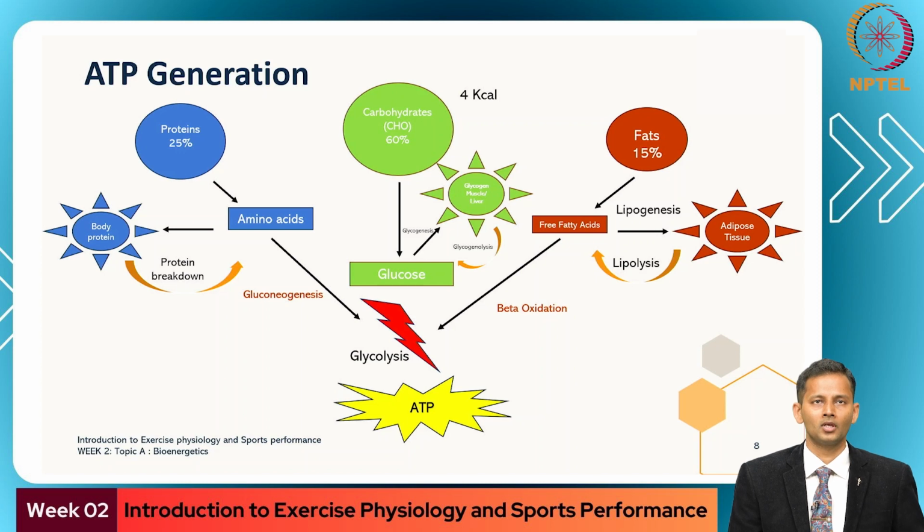So when you speak about energy, energy is measured in terms of kilocalories, right? So we need to quantify how much energy is finally generated from each macronutrient. Carbohydrate can finally yield up to 4 kilocalories. With respect to fats, it's about 9 kilocalories, and with respect to proteins, it's about 4 kilocalories.